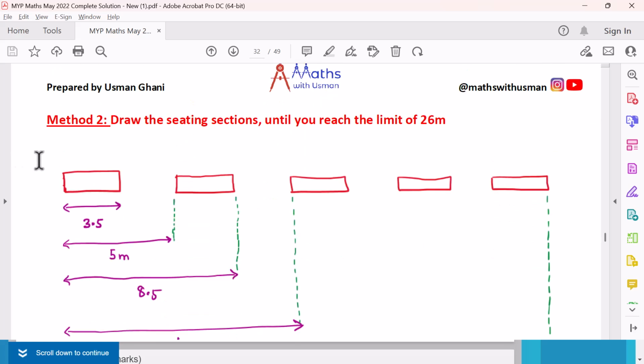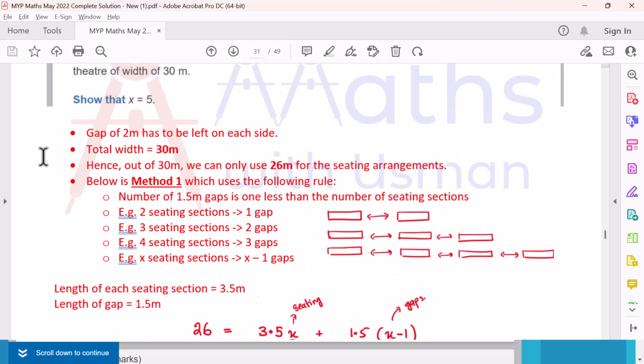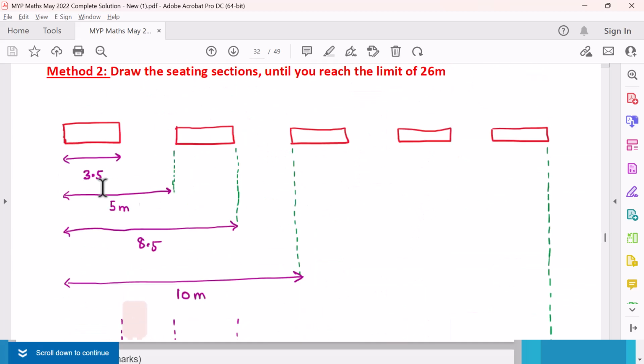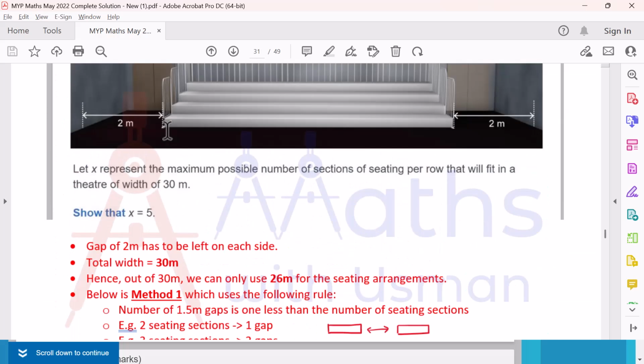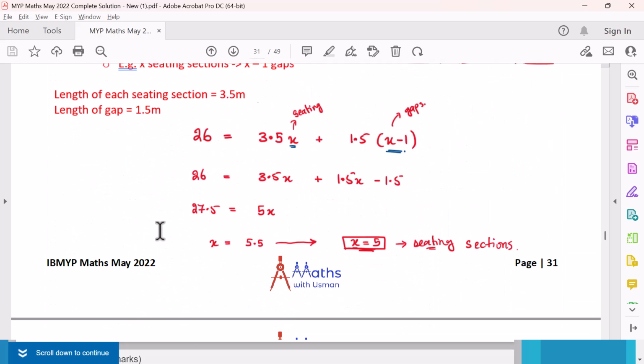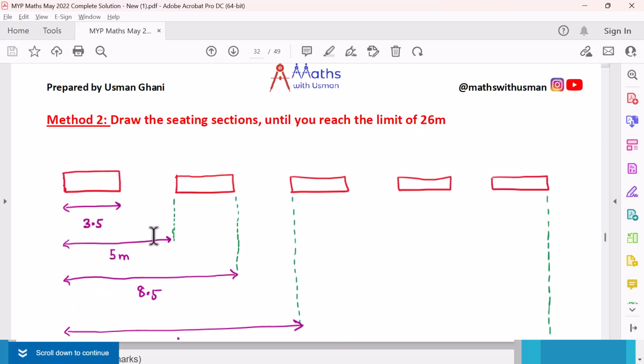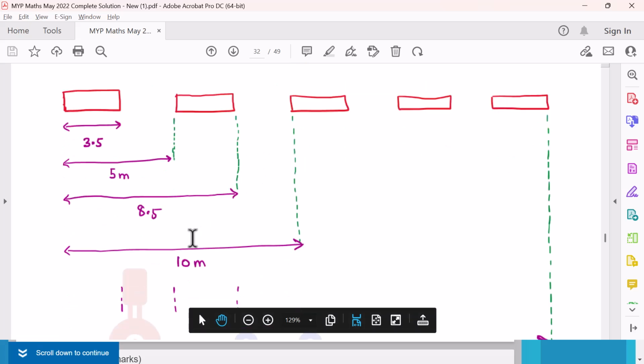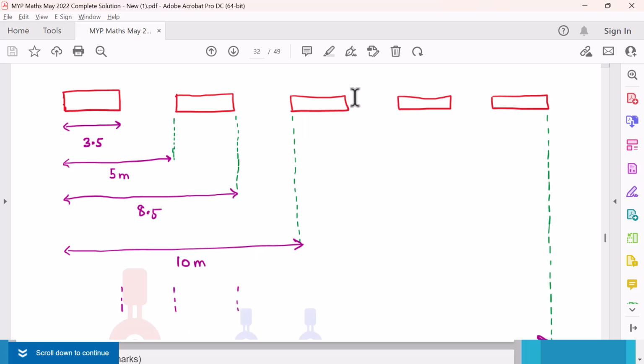Let's first leave 2 meters and 2 meters for the entry and exit doors. So out of 30, we now have 26 meters to play with. First seating section, 3.5 meters used. Gap of 1.5 meters used. A total distance of 5 meters has been used in a 3.5 meter seating section and 1.5 meter gap. Another seating section, 8.5 meters used. Another gap of 1.5, 10 meters used. Another seating section, another gap. Another seating section, another gap.